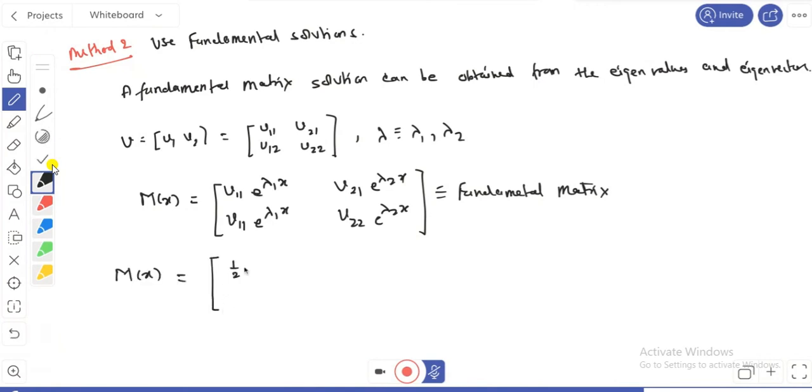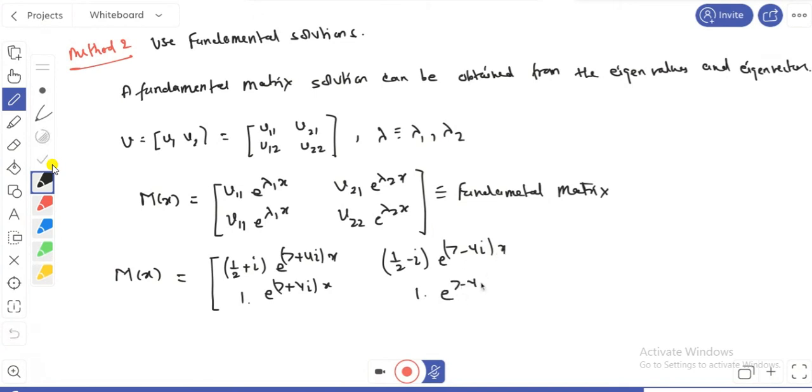The first eigenvector is half plus i, and the second entry is 1, multiplied by e to the power λ1, where λ1 is 7 plus 4i, into x. So e to the power 7 plus 4i into x. This is the first column of your fundamental matrix. The second eigenvector is half minus i and 1, with e to the power of the second eigenvalue, 7 minus 4i into x. This is your fundamental matrix.